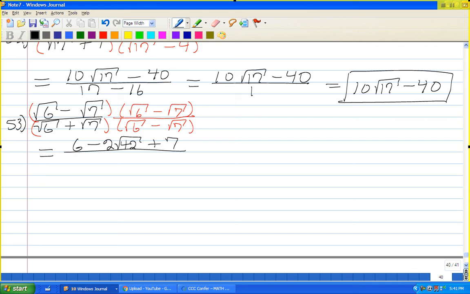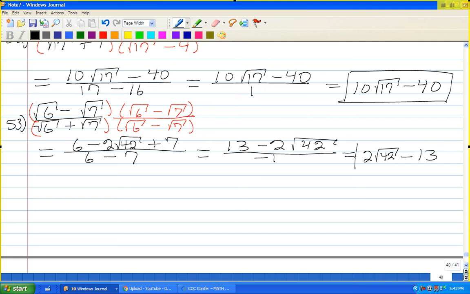This is the product of the sum and difference of two terms, so the difference of their squares. Rad 6 times rad 6 is 6. Rad 7 times rad 7 is 7. 6 plus 7 is 13. 6 minus 7 is a negative 1. And so this is just equal to dividing each of these by negative 1, 2 rad 42 minus 13. Just changing each of the signs. Let me do problem 54.